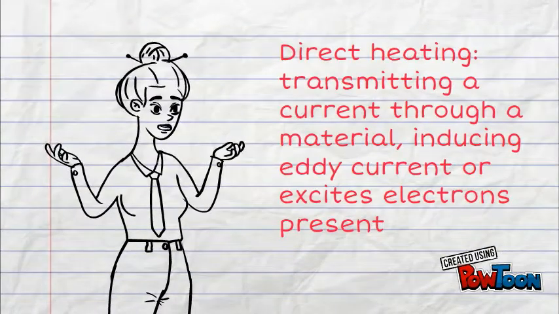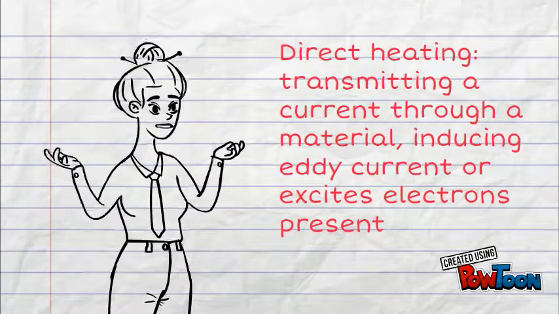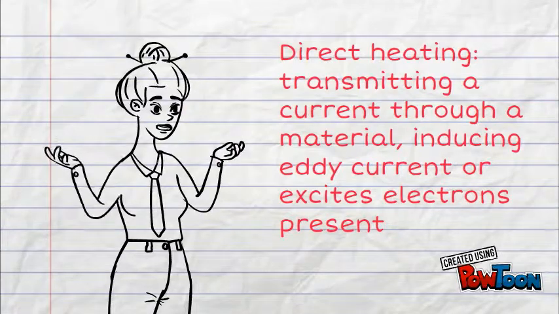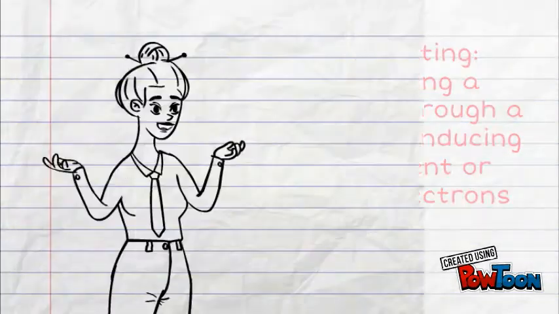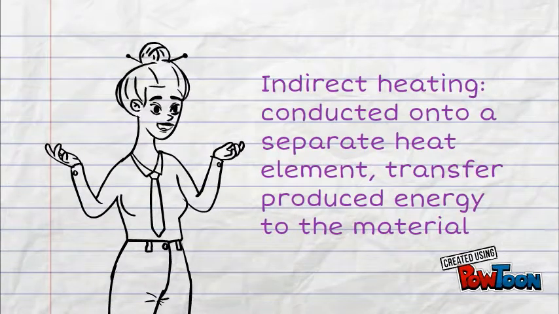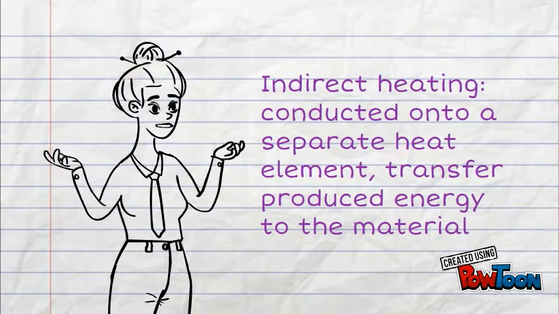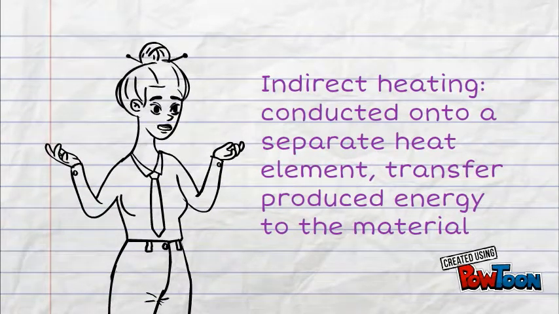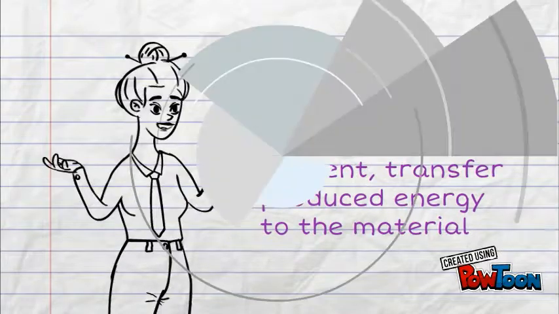In direct heating, the material is heated by three different techniques, which are transmitting a current, inducing a current, or by eddy current. In indirect heating, it also utilizes the three different techniques, but it is conducted on a separate heating element where the produced energy is transferred to the material.